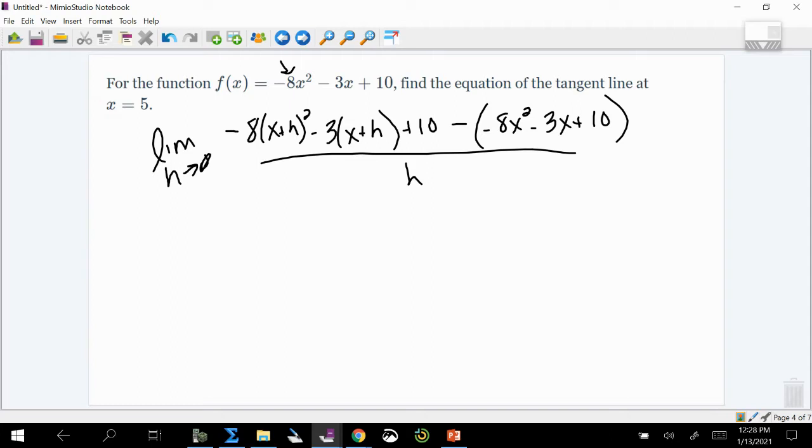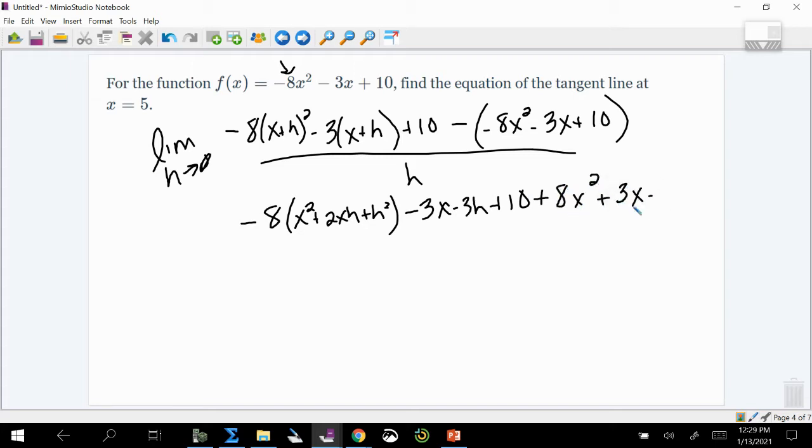It's always going to have a limit out front, but we've got a lot of algebra to do to clean it up. So I'm going to square out the x plus h. That's going to give me x squared plus 2xh plus h squared. I'm going to distribute the negative 3, actually negative 3x and negative 3h. And then I'm going to distribute the negative in front of the entire function, which is going to give me a positive 8x squared, a positive 3x, and a negative 10.